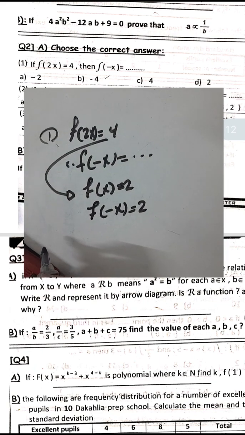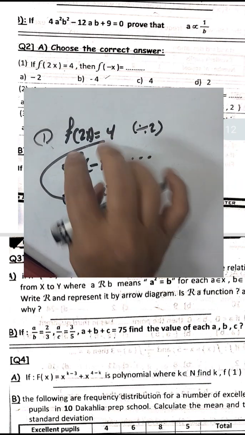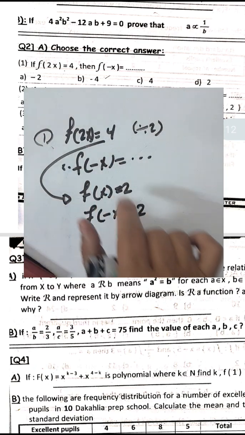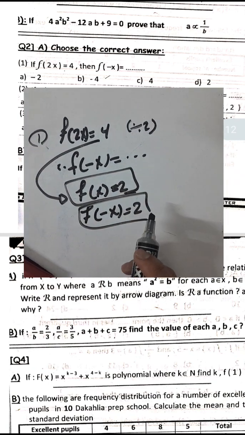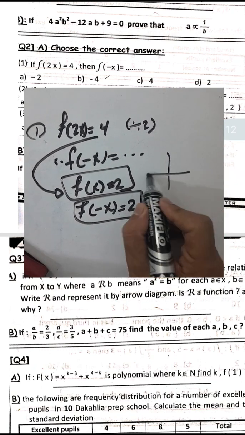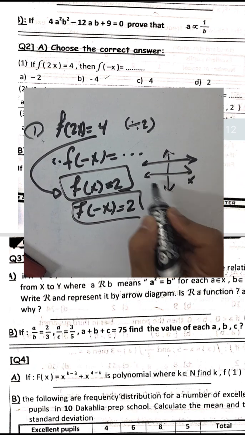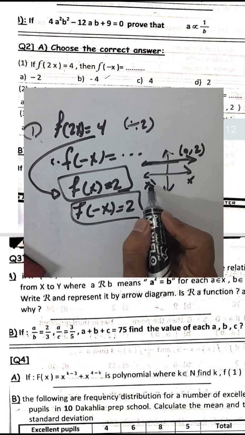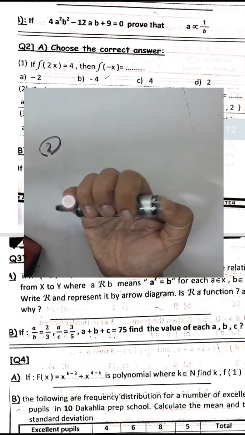Understood? Because we have f of 2x, we must cancel the 2 by dividing by 2 here and here. f of 2x equals 4, then f of x equals 2. Then for f of negative x, we have a constant function. f of x is 2, then f of negative x is 2 again, because we have the constant function. We can draw f of x as a straight line parallel to the x axis, cutting the y axis at the point 0, 2. The straight line is parallel to the x axis, and the slope of this straight line will be equal to 0. Question number 2.